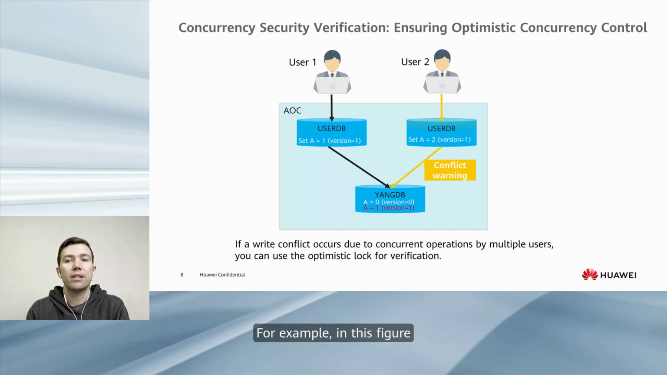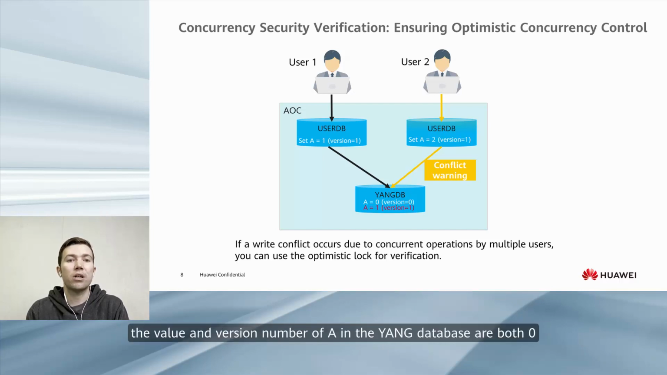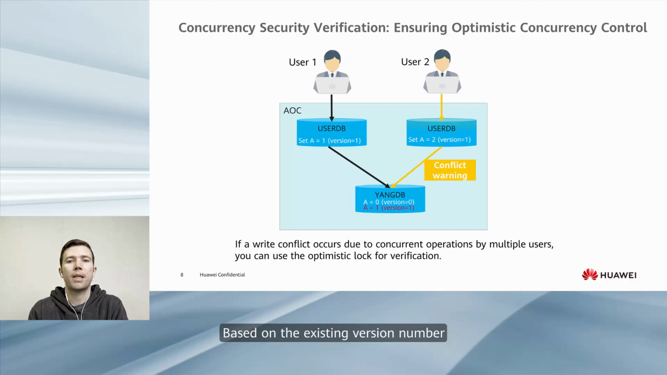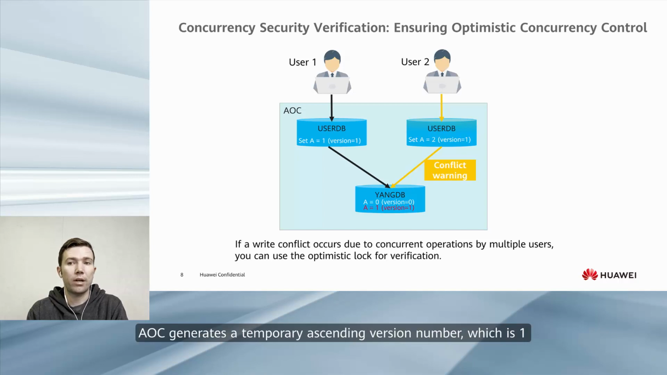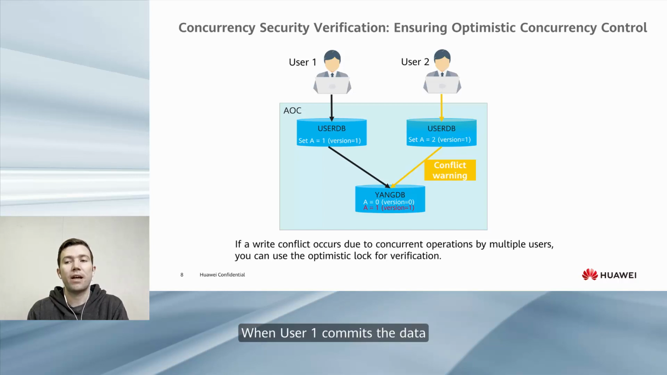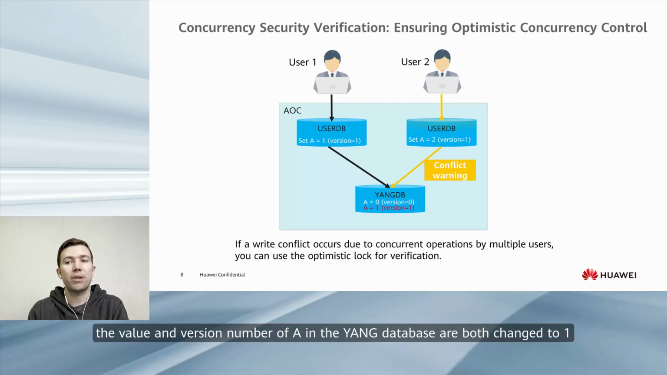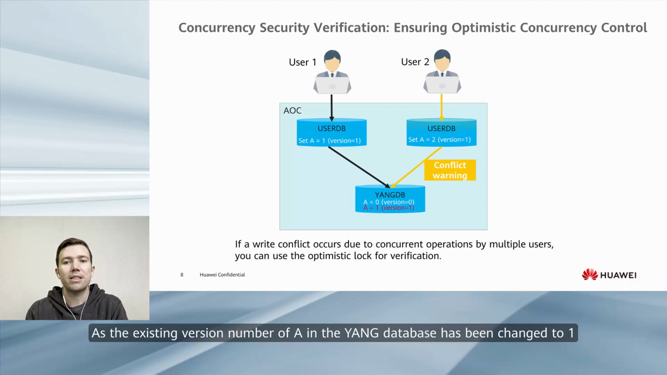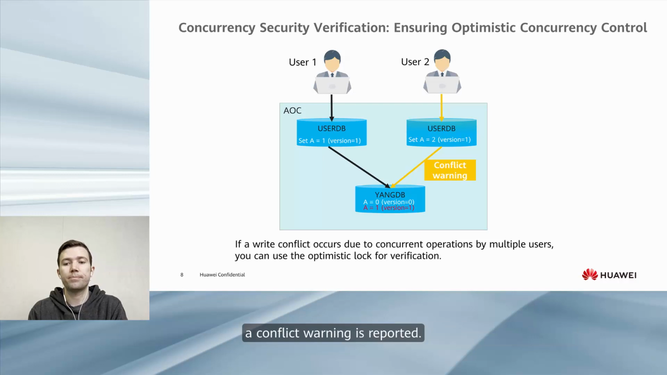For example, in this figure, the value and version number of A in the Yang database are both 0. User 1 and user 2 concurrently edit A and respectively set the value of A to 1 and 2. Based on the existing version number, AOC generates a temporary ascending version number which is 1. When user 1 commits the data, the value and version number of A in the Yang database are both changed to 1. After that, user 2 commits the data and the version number of A in the user database is changed to 1. As the existing version number of A in the Yang database has been changed to 1, a conflict warning is reported.